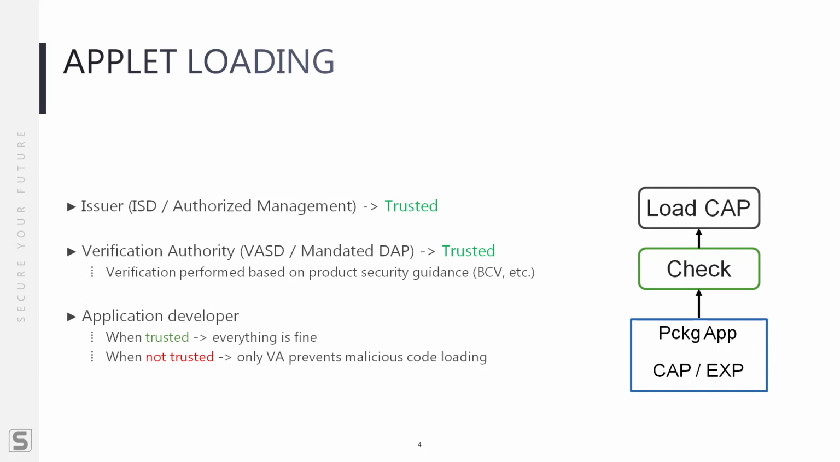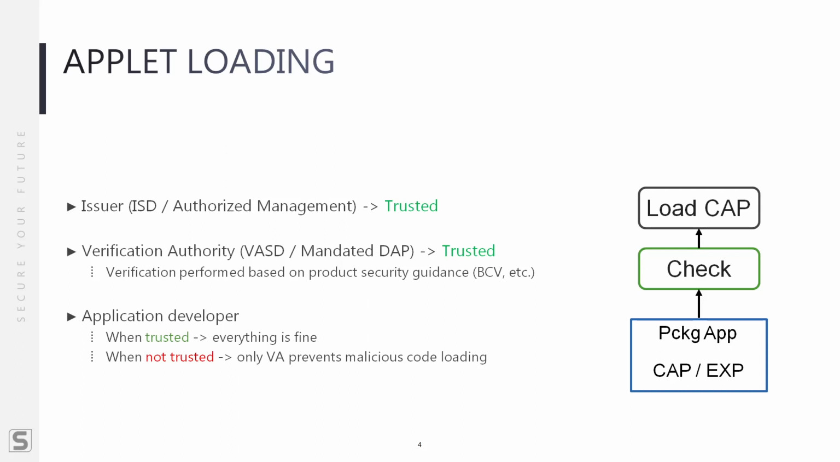And finally, we have the application developer, which produces the application. If the developer can be trusted, we can assume that the application cannot be malicious. But if it cannot be trusted, only verification performed by the verification authority prevents from loading a malicious application.